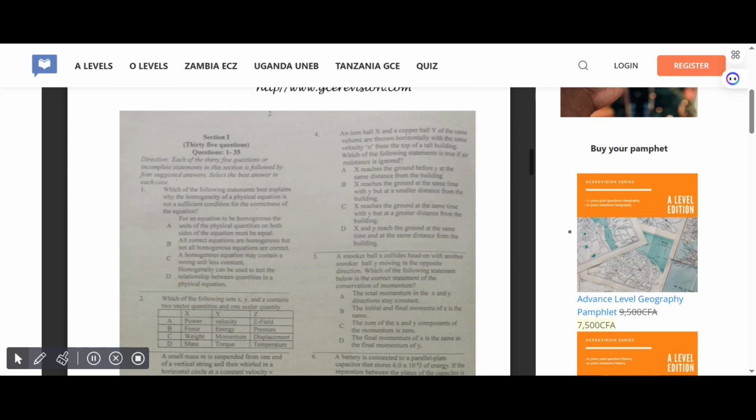Question 4. An iron ball X and a copper ball Y of the same volume are thrown horizontally with the same velocity from the top of a tall building. Which of the following statements is true if air resistance is ignored? The correct answer for 4 is D: X and Y reach the ground at the same time and at the same distance from the building.